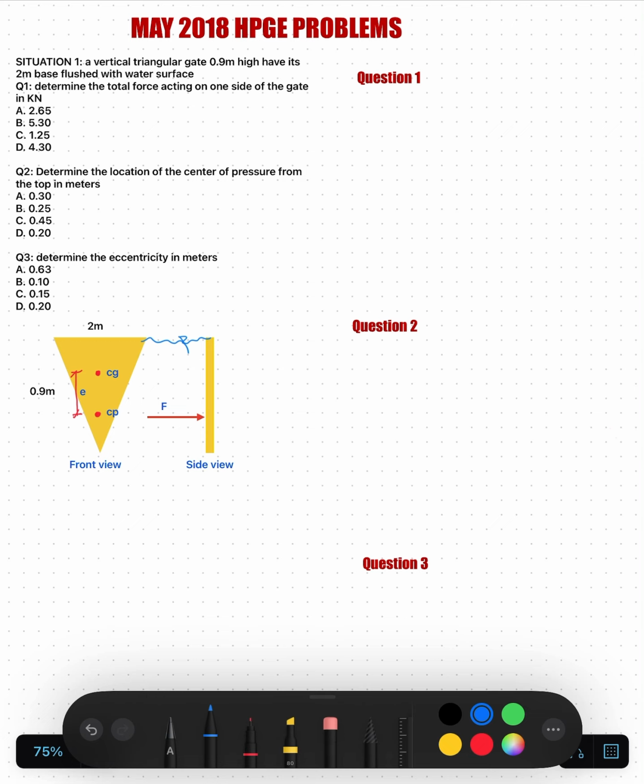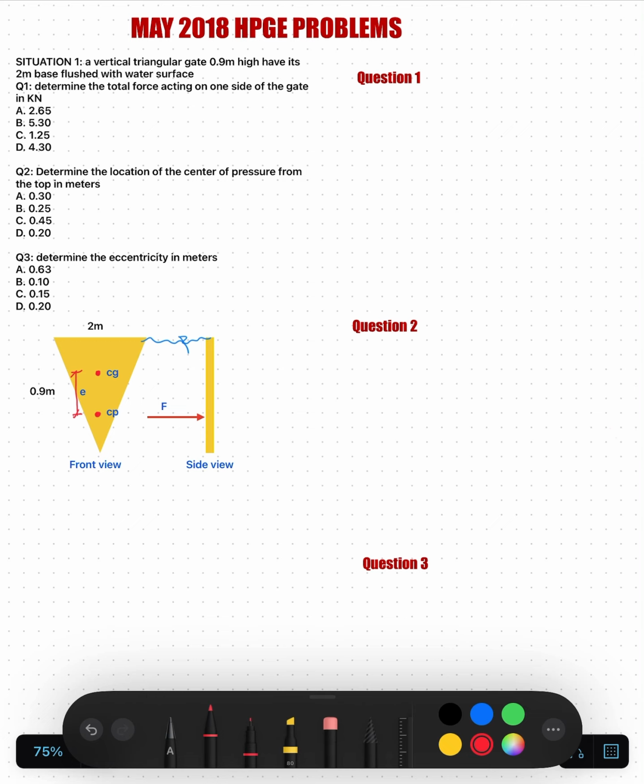So the problem goes, a vertical triangular gate 0.9 meter high has its 2 meter base flushed with the water surface. Question number 1. We need to determine the total force acting on one side of the gate. Question number 2. The location of center of pressure. And question number 3 is the eccentricity in meters. So what is the solution for this type of problem?